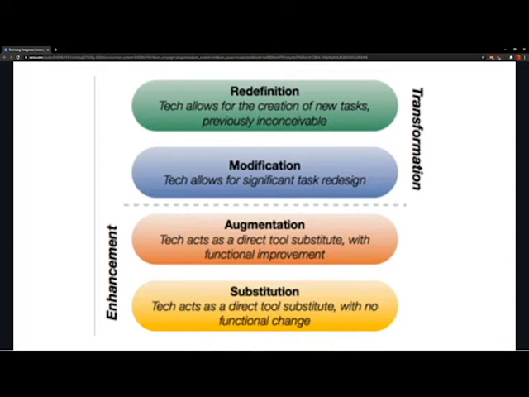The SAMR model can progress all the way to the redefinition phase. This means the tech allows for the creation of new tasks previously inconceivable. An example of this would be using Google Earth to create narrated guided tours of a location to share online with others.